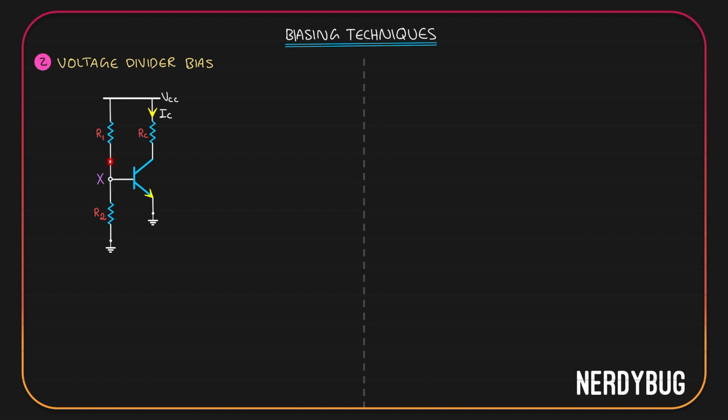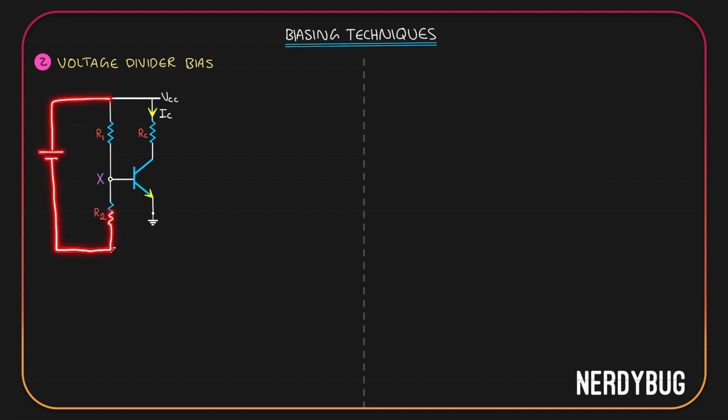If some of the current coming here is going into the base as base current, that is going to affect our voltage divider. We assume that the base current is so small that whatever is the current flowing through R1 is going to be almost exactly what is going through R2. In that case, we can take this loop. VCC is actually a cell connected to the ground. Here also we have the ground.